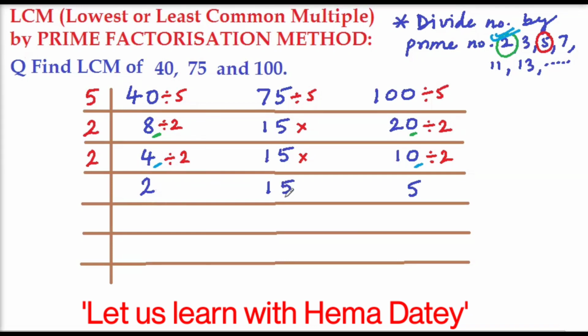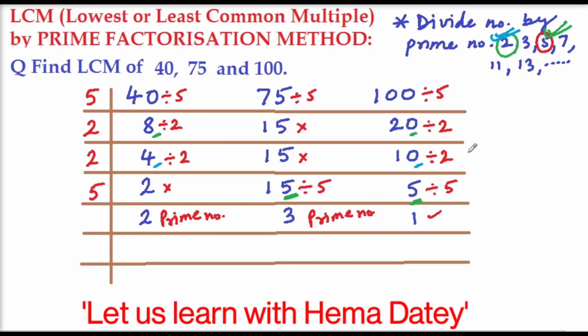Now 2 is a prime number and 15 and 5 are again divisible by 5. So we divide all the numbers by 5. 2 is not divisible, 15 is divisible, and 5 is also divisible. We'll write 2 as it is. 15 divided by 5 is 3 and 5 divided by 5 is 1. 2 is a prime number and 3 is also a prime number. And in the last we have 1.